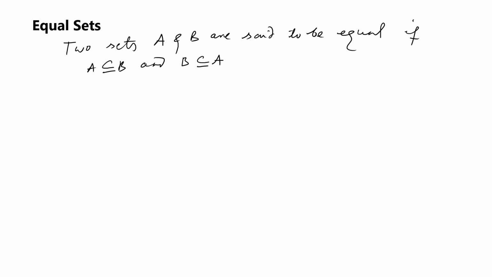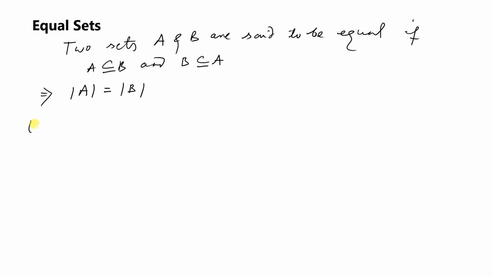But if the cardinality of two sets is the same, it doesn't mean that they are equal sets. For two sets to be equal, the elements must be the same. But if two sets are equal, it implies their cardinality is the same. So you can write it down here: cardinality of A is equal to cardinality of B. The reverse is not true. If the cardinality of two sets is the same, it doesn't mean that the two sets will be equal. May be equal, may not be equal.